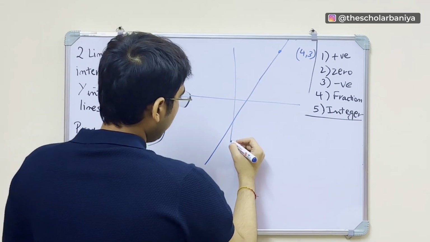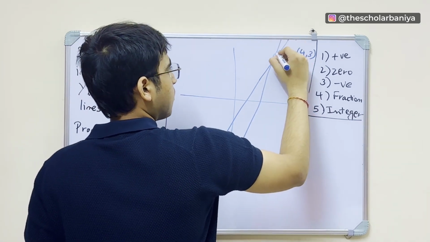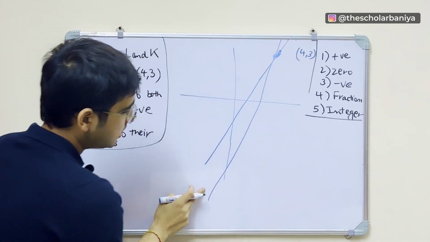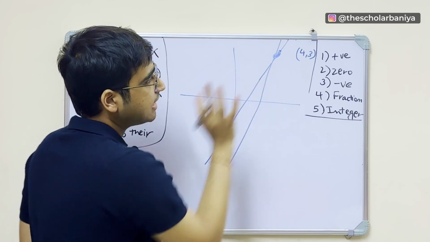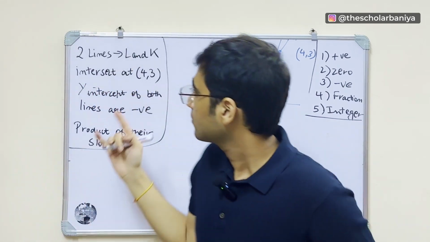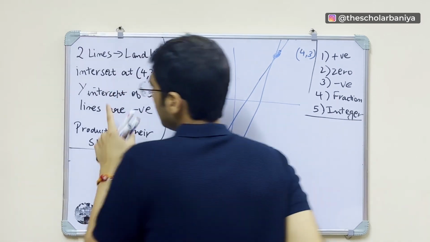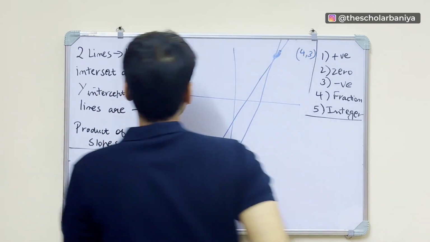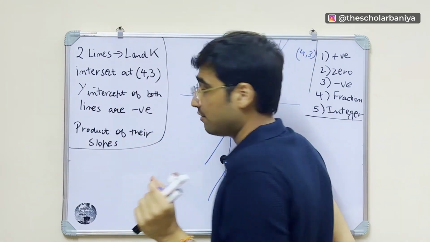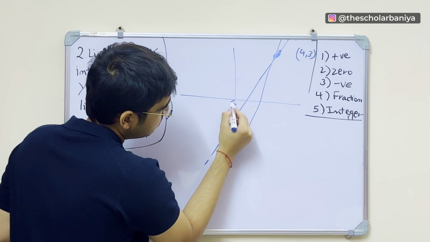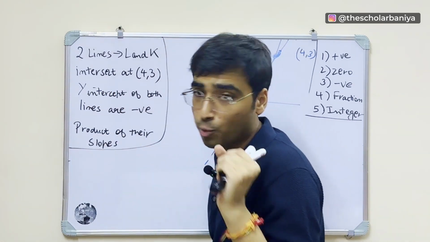Now there can be one more line. For example, let's say this. So this is one more line which has a negative y-intercept, and both these lines intersect at (4, 3), right? So we have two lines L and K. This line is L, this line is K. Both of them intersect at (4, 3), and the y-intercept of both the lines is negative. Now we have to find the product of their slopes.